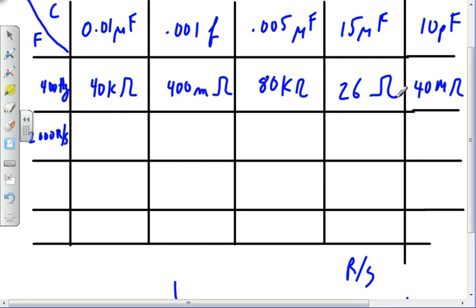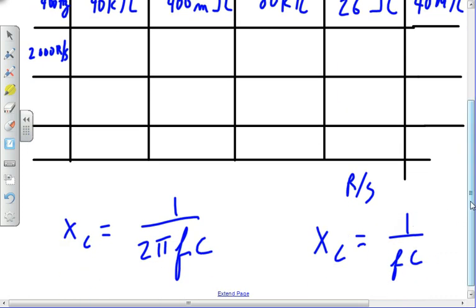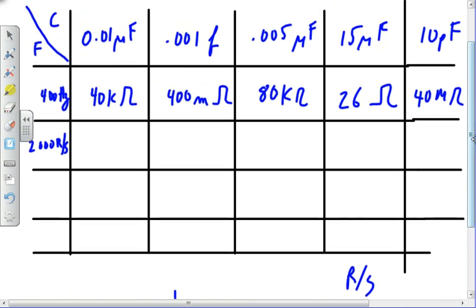Okay, now we're going to do the same thing again, except now we're just going to use 1 over FC. Okay, so 1 divided by 2,000 divided by 0.01 E minus 6. Boom. 50K.